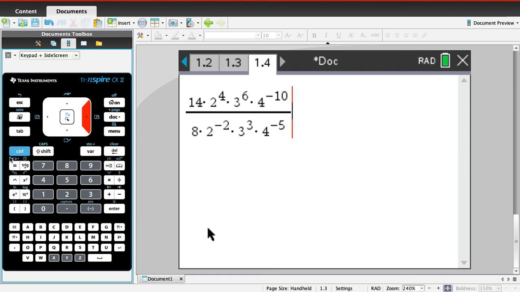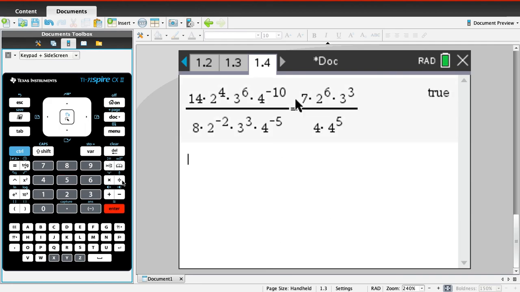And I want to know, because I simplified it, it should be the same, noticing the pattern. There's a lot of things in math that if we do it correctly, they're exactly the same. We're just making it look easier to read. I want to know if it's the same as my answer. So I'm going to start a new fraction. 7 multiplied by 2 to the power of 6 multiplied by 3 to the power of 3, all divided by 4 times 4 to the power of 5. And it says true. Now, use your imagination here a little bit.